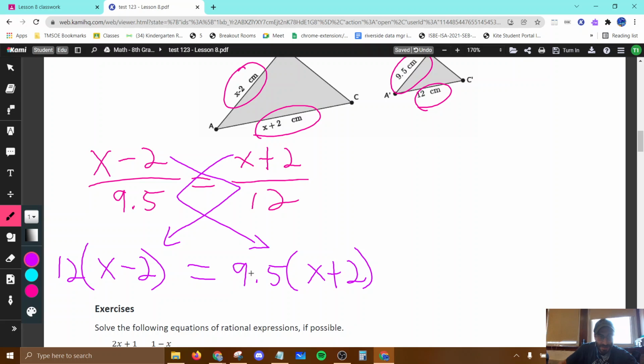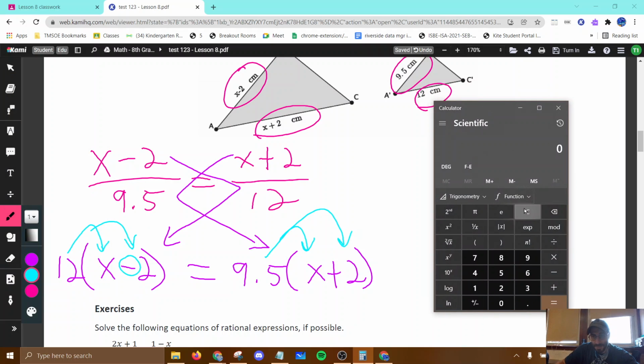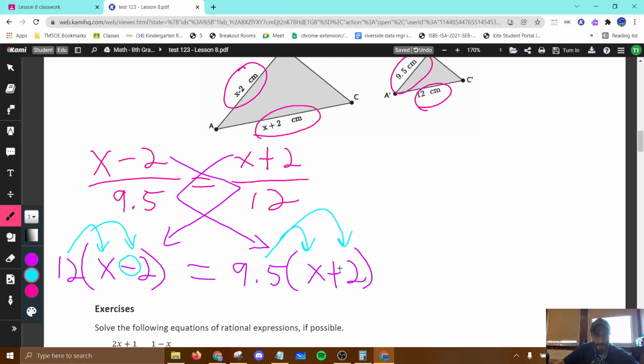You still distribute. Okay? So when you guys distribute, you're going to do that one on your own. You're going to distribute the 12. Don't forget your minus sign. It's going to be 12x minus 24. And when you distribute 9.5, it's going to be 9.5x plus 9.5 times 2. Okay, if you're wondering what 9.5 times 2 is, if you remember your decimal multiplication, I'm just going to do it on the calculator here. 9.5 times 2 is 19. Because 9 times 2 is 18, but then you're multiplying 0.5 twice, which is 1. So it's going to be 19. Okay. So you guys could distribute and solve on your own.